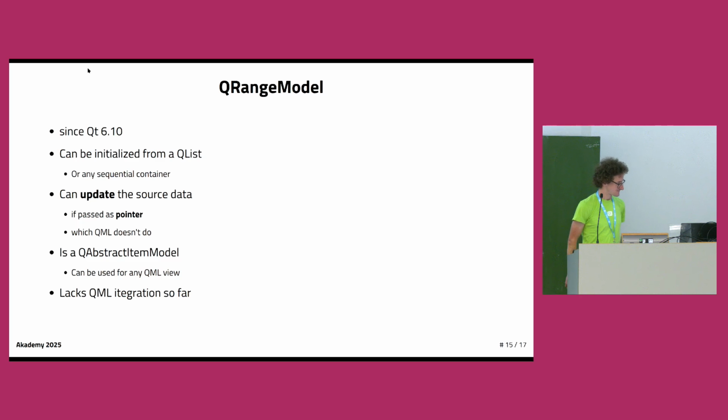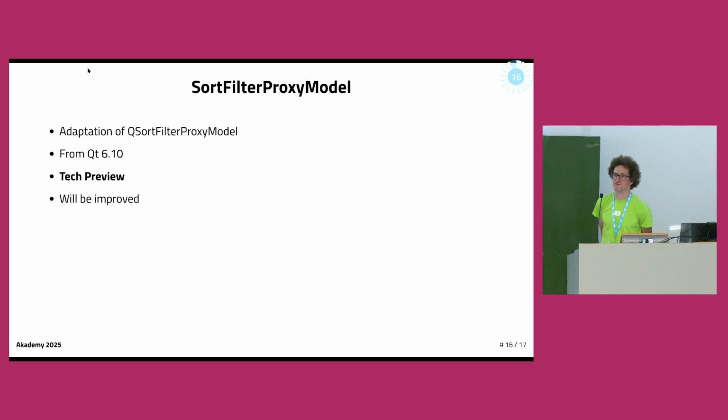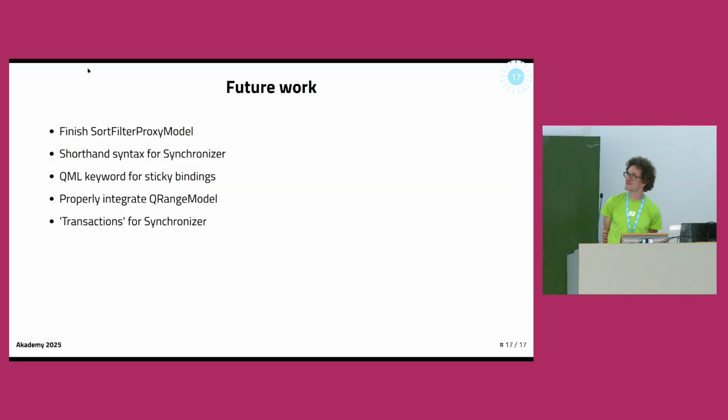And then we also have SortFilterProxyModel, and that does what it's supposed to do, which is a totally different story. It has been requested a lot. You can sort and filter your models with it, and it has a QML integration now with an interesting API. Luckily, it's in tech preview, so we can just rip it all out and do it again. And that's what we're going to do. We're going to finish SortFilterProxyModel.